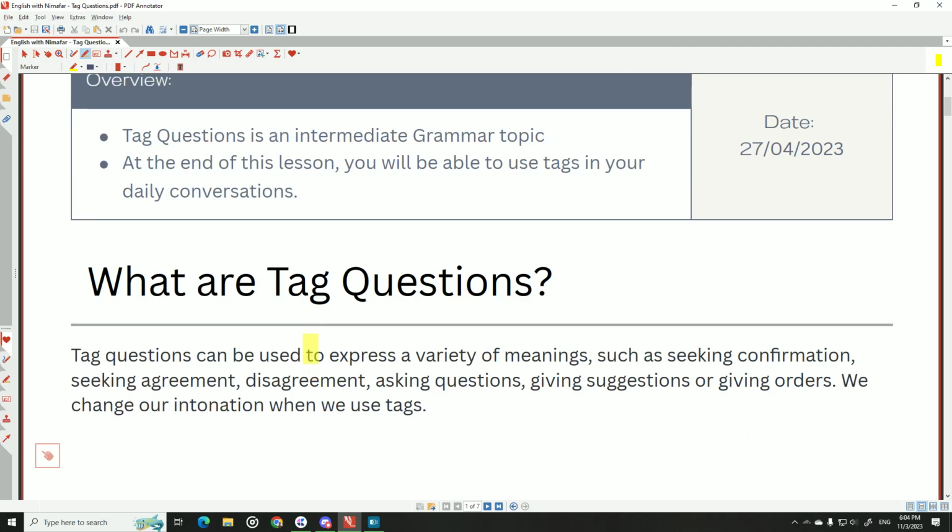So what are tag questions? Tag questions can be used to express a variety of meanings. Means when we use it, we may have different meanings and purposes. For example, here, about seeking information, let me highlight it. Seeking confirmation, not information, confirmation, seeking agreement, disagreement, asking questions. You have a question, you want to ask it, or you want to suggest to people, or you want to command, you want to give orders.